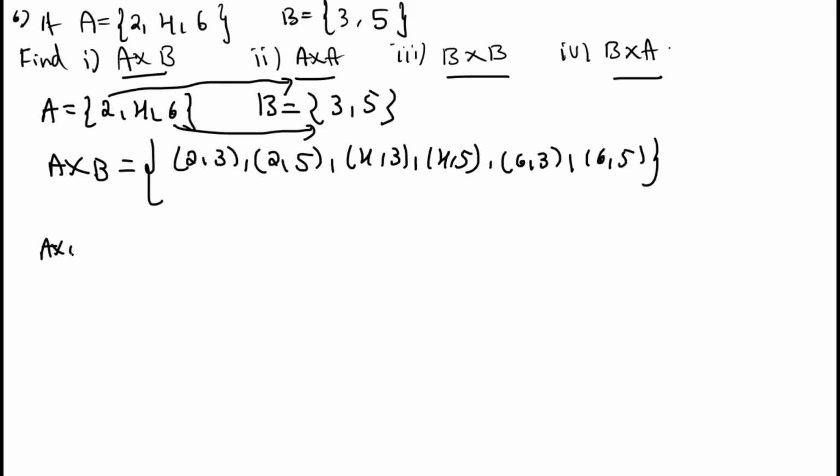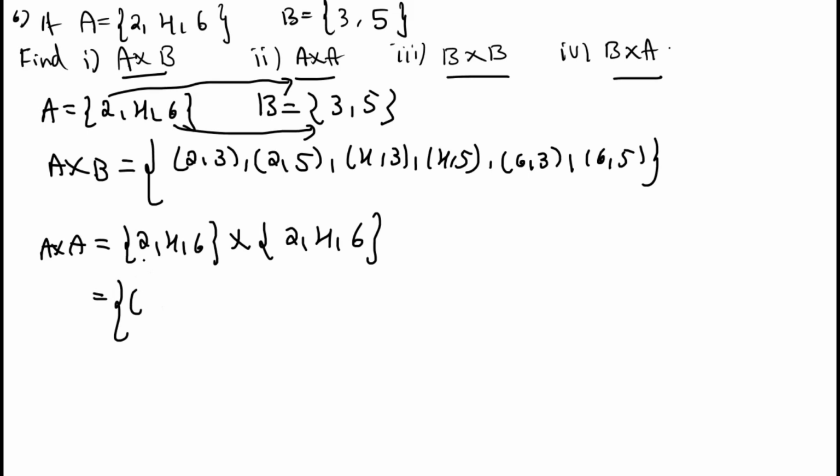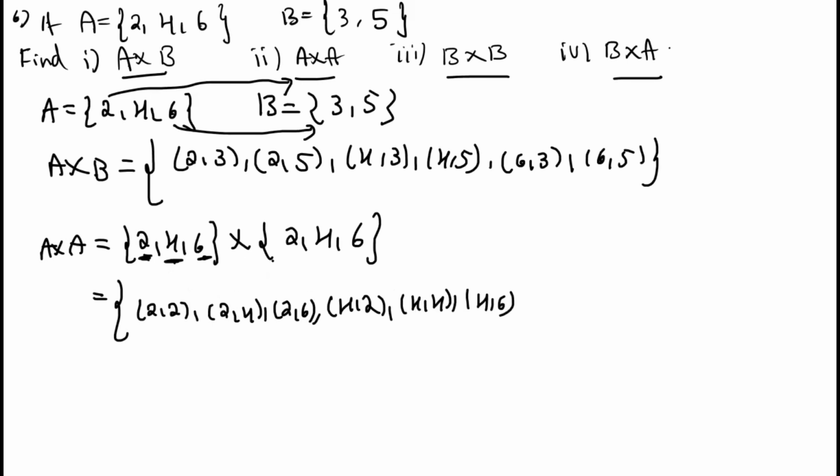Then A cross A. A cross A is equal to the set {2, 4, 6} cross the set {2, 4, 6}. Again combine. Starting with the first element 2, you'll get (2, 2), (2, 4), (2, 6). Then starting with 4, you'll get (4, 2), (4, 4) and (4, 6). And the last element is 6. You will get (6, 2), (6, 4) and (6, 6). That is the value of A cross A.